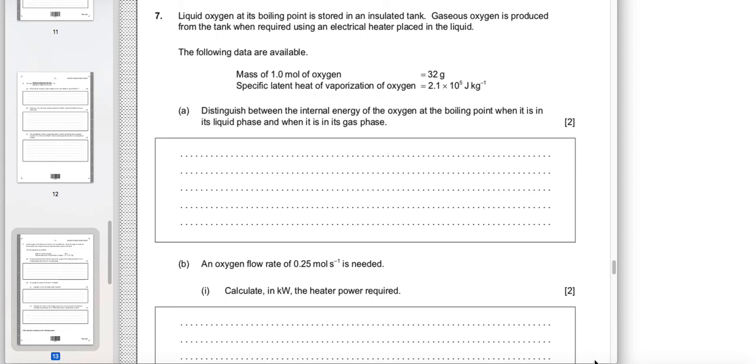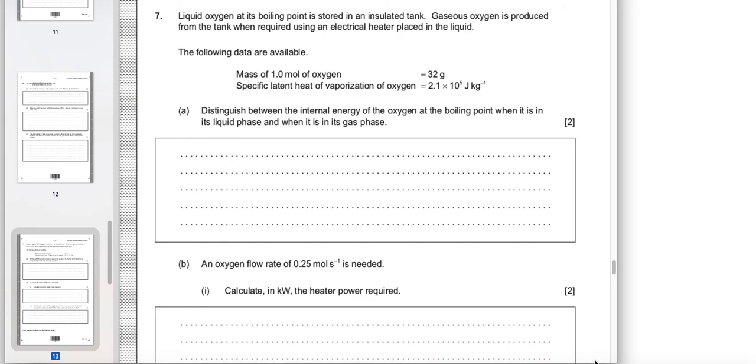And one more. Liquid oxygen, at its boiling point, is stored in an insulated tank. Gaseous oxygen is produced from the tank when required using an electric heater placed in the liquid. The following data is available: the mass of 1 mole of oxygen and a specific latent heat of vaporization. Distinguish between the internal energy of oxygen at the boiling point when it is in its liquid phase and when it is in the gas phase.